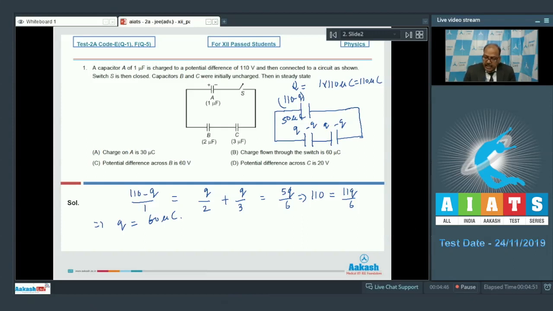Let's look at option B. It says charge flown through the switch is 60 microcoulomb. Well, we see that 60 microcoulomb has actually flown in the circuit, so option B is correct. Potential difference across B is 60 volt. Well, potential difference across B will now be equal to Q by 2, that means 30 volt. So option C is incorrect. And let's look at option D, which says potential difference across C is 20 volt. Well, potential difference across C will be equal to 60 divided by 3 or 20 volt. So option D is correct. So for question 1, options B and D are correct. Let's move on to the next question.